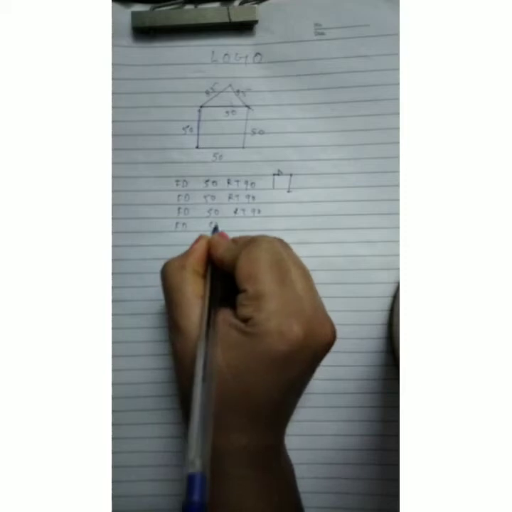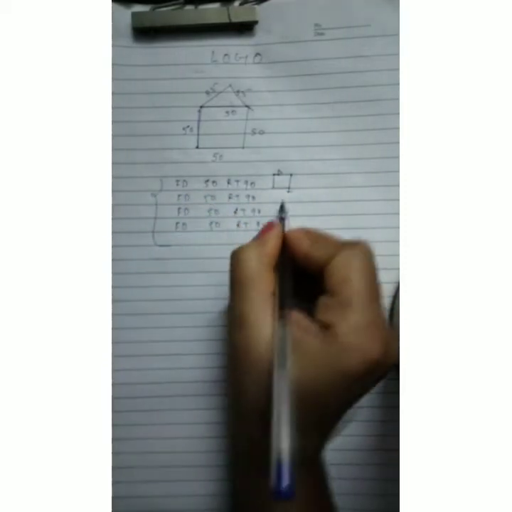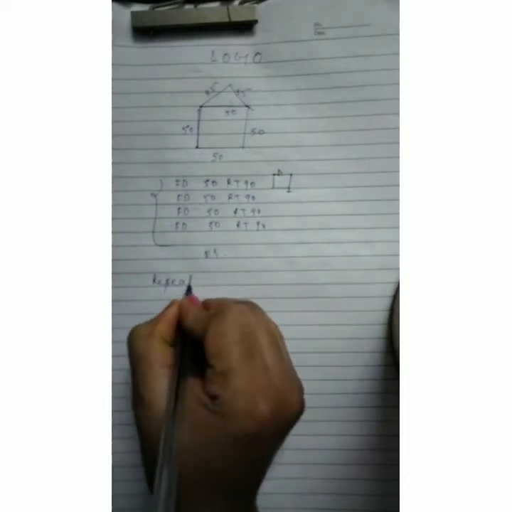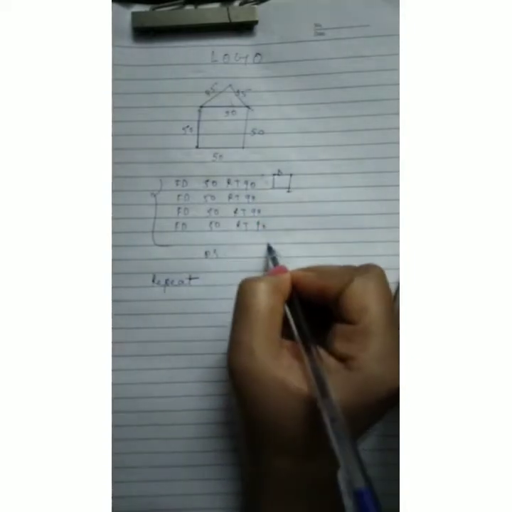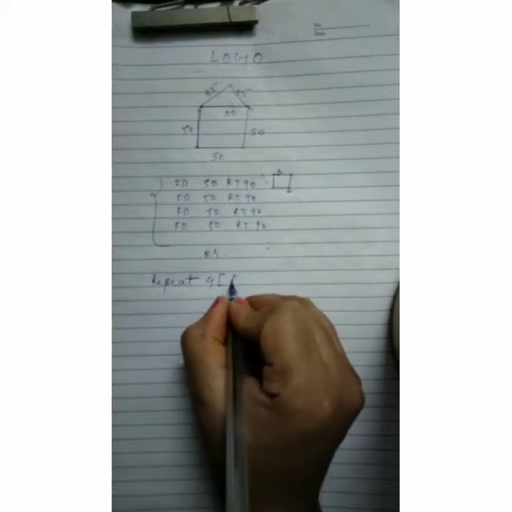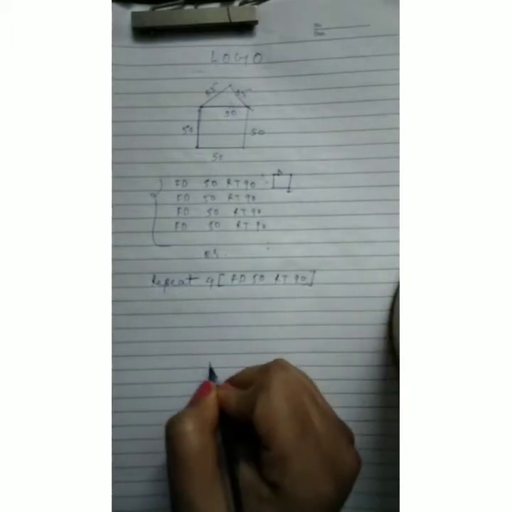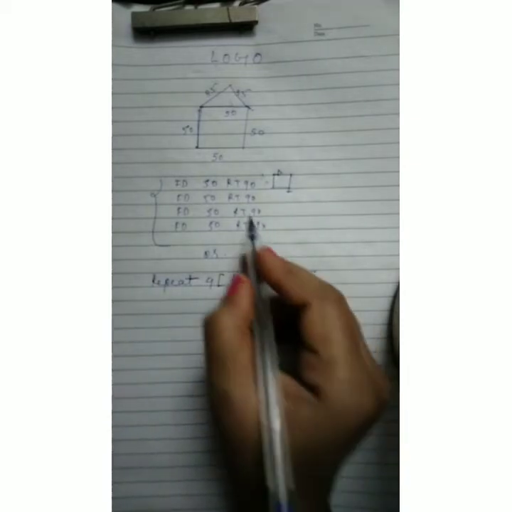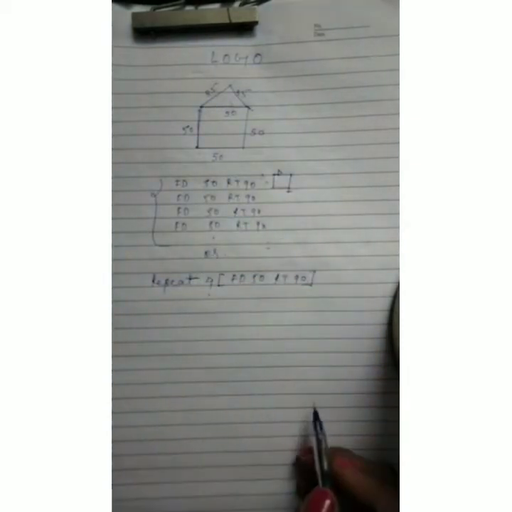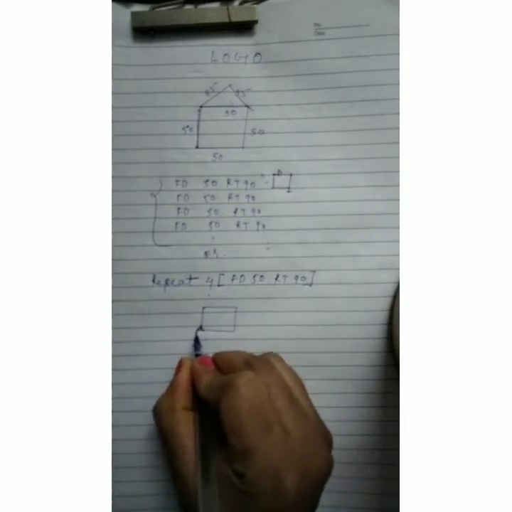FD 50, RT 90. These are the steps to make square, or directly you can write repeat 4, because we are writing the same steps 4 times. Repeat 4, which step you want to repeat? FD 50, RT 90. After writing, either you can write this or this. Okay. After writing this, your turtle is here.